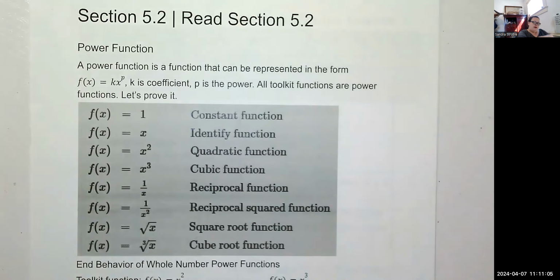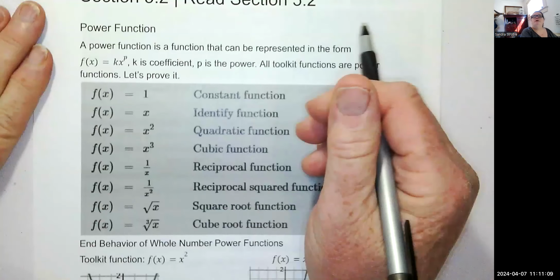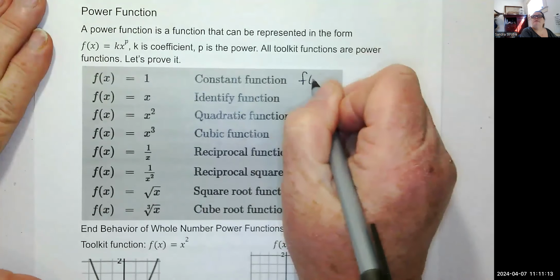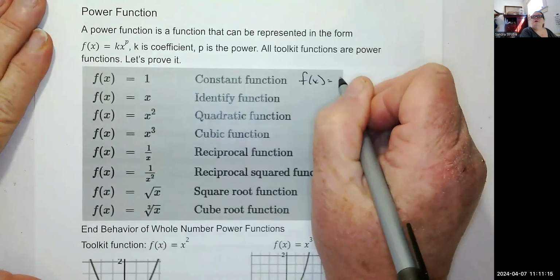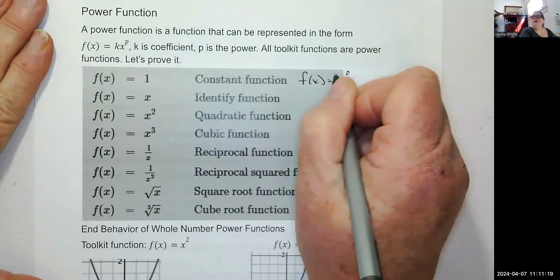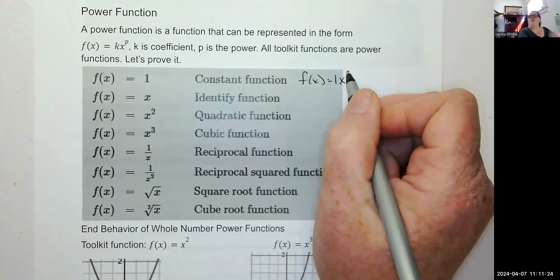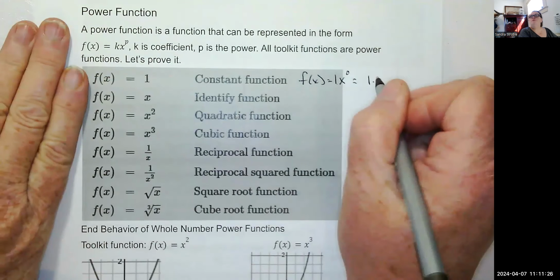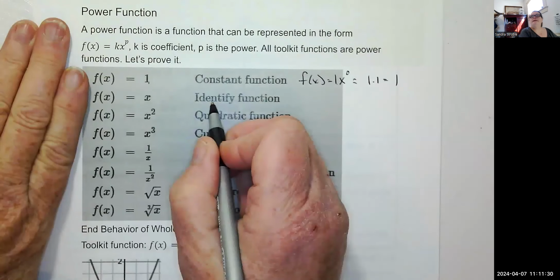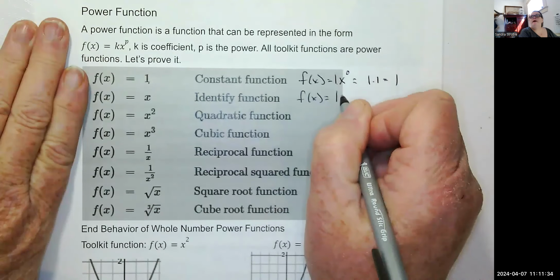So if we have f(x) = 1, which is our constant, these are all of our toolkit functions, then I can also write this as f(x) = x to the 0. K would be 1. Anything to the 0 power is 1, so that is 1 times 1, which is 1. All right, identity function: f(x) = 1 x to the 1.